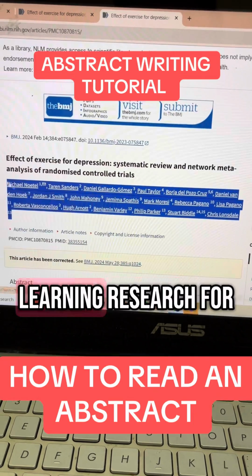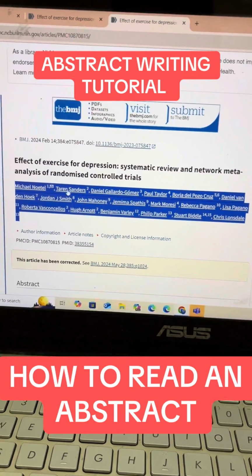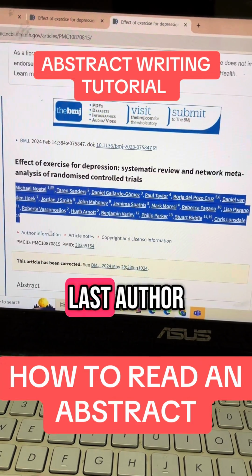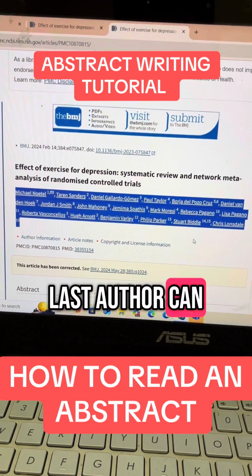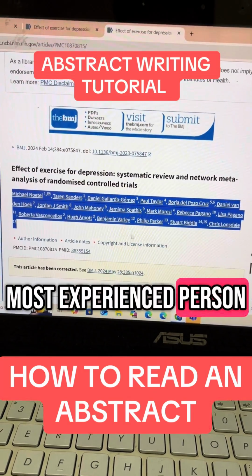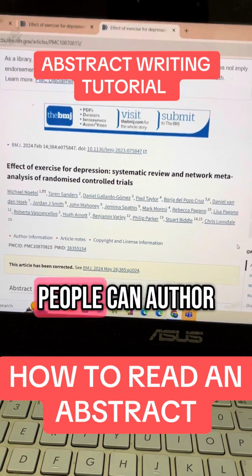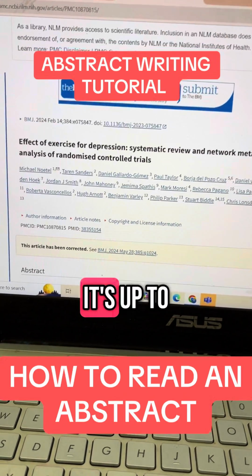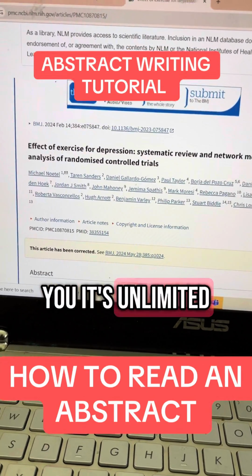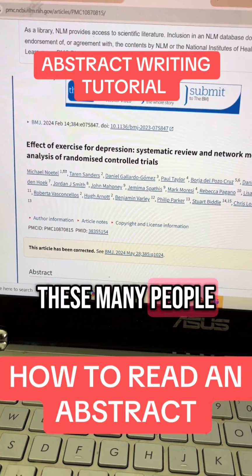If you are learning research for the first time, then just understand that there can be multiple authors. This is the first author and this is the last author. Last author can mostly or many a times be the most experienced person, or the first author can be the most experienced or mentor. So how many people can author an article? It's up to you. It's unlimited. It depends on your load. So this study has these many people.